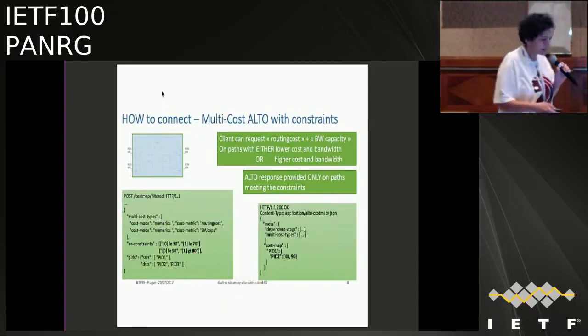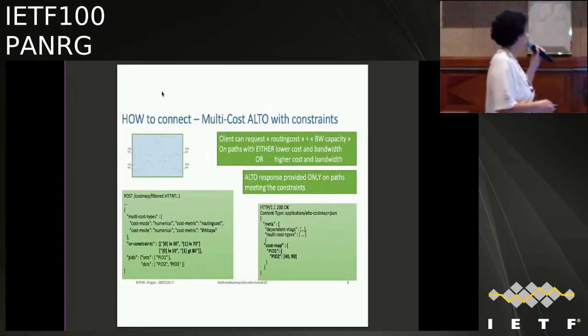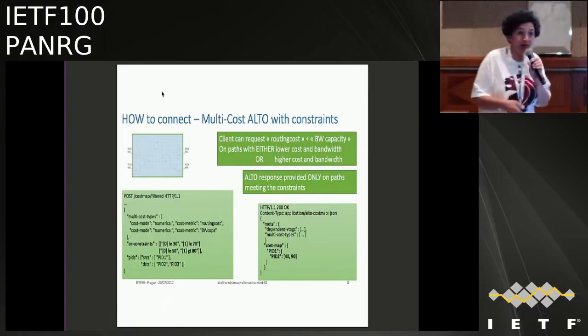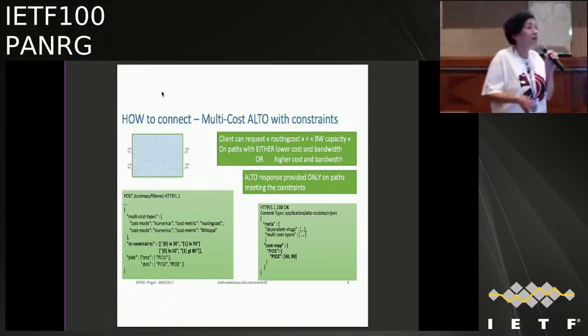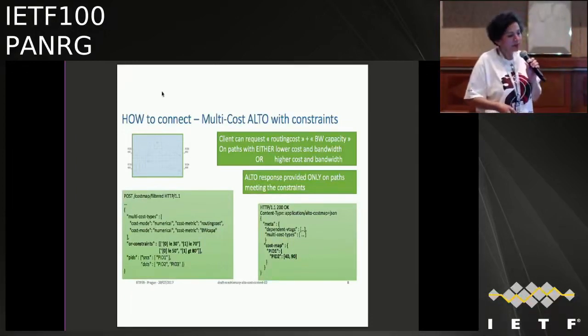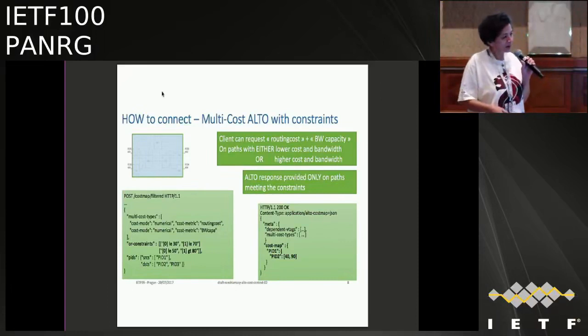The other extension is called multicast with constraints. So with multicast, I can request, for example, routing cost and bandwidth capacity on a path that I would like to have, with either lower routing cost and lower bandwidth, or higher cost but then better bandwidth.